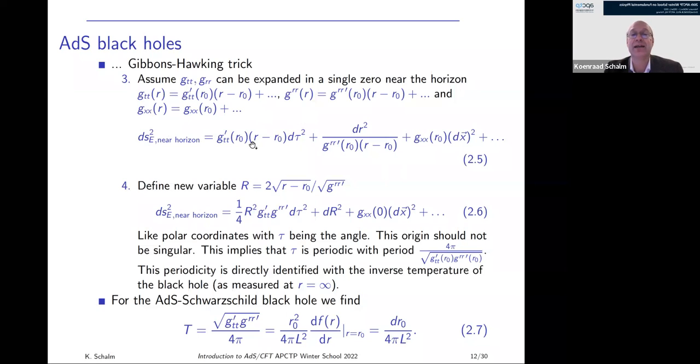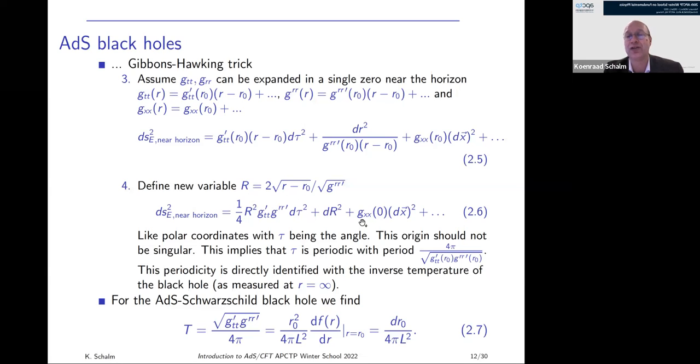So near the horizon, this object will look as follows, where these are the derivatives of these functions, but they're evaluated at the horizon itself. And now you define a new variable r. This is not the AdS radius, this is a new variable r, which is the following combination. And what this simply does is it changes the effective coefficient of dr squared into unity, okay? And r is, as you see here, 0 at the horizon.